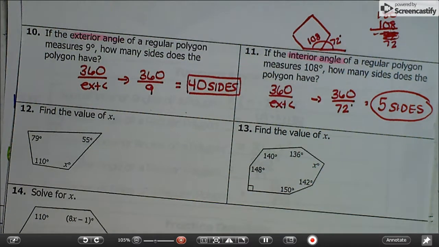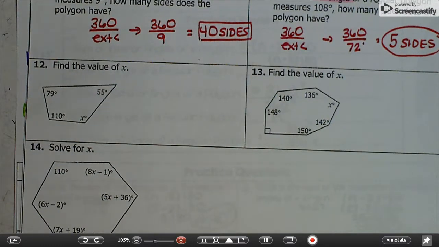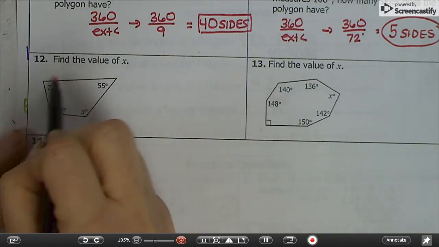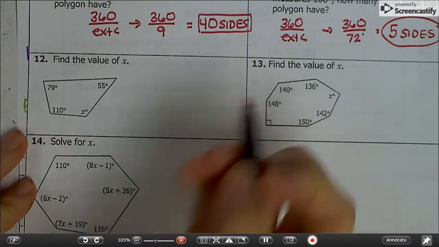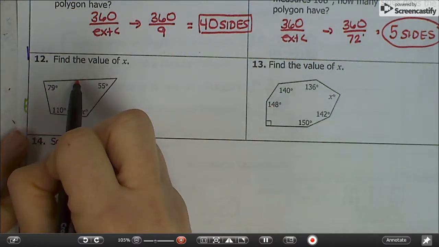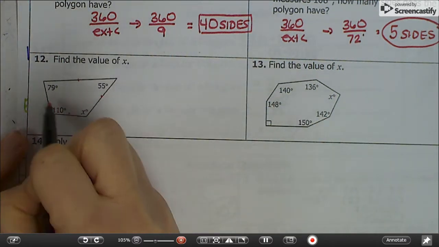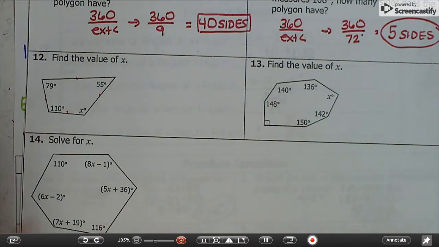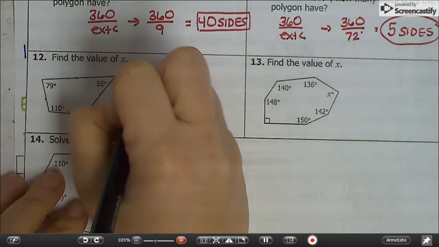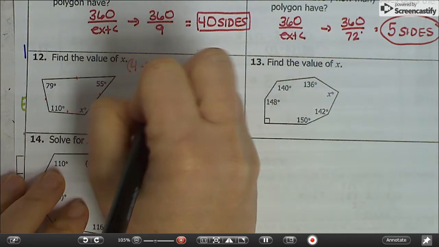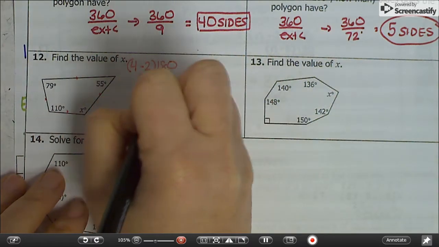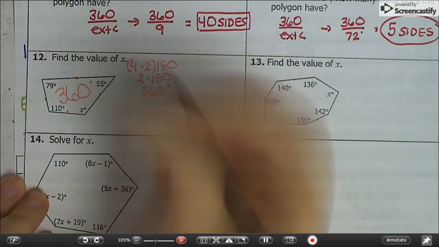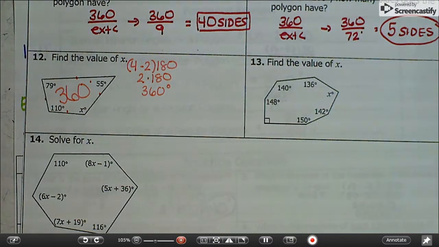All right, now let's go for the visual ones. Find the value of x. We should know the number of degrees in this shape off the top of our heads, but let's go formula style. It has 1, 2, 3, 4 sides. So we need to figure out the total number of degrees in this shape. 4 minus 2 times 180 is 360 degrees. So this quadrilateral has 360 degrees.